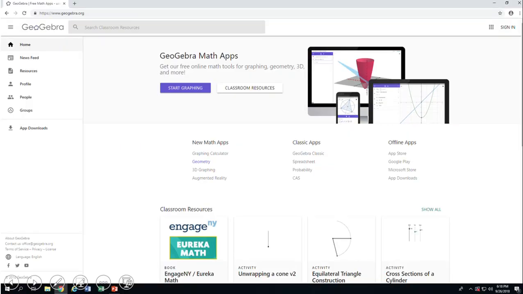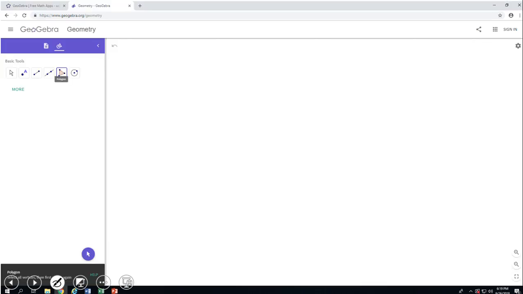For that reason, I'm going to need you to open GeoGebra, geogebra.org, and in this site, we have the geometry app. And you should get something like that. In this area, you have the tools. In this area, we're going to do the drawing.